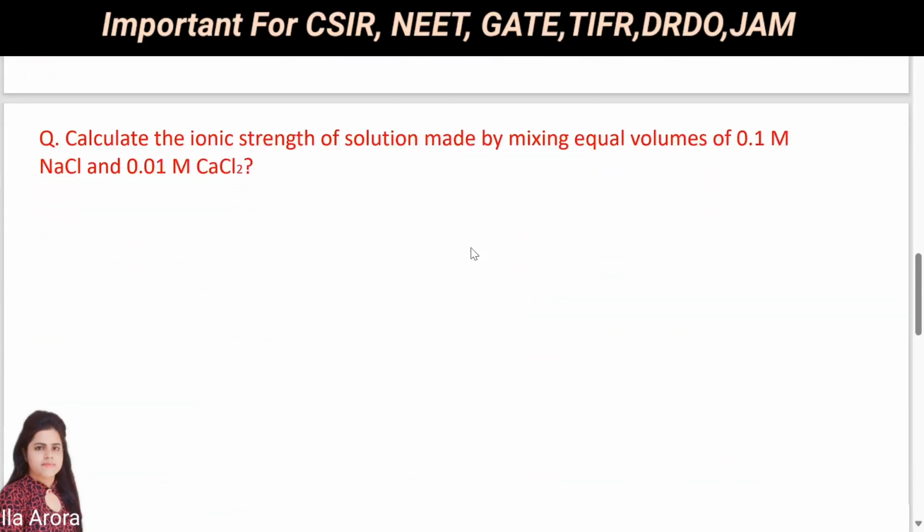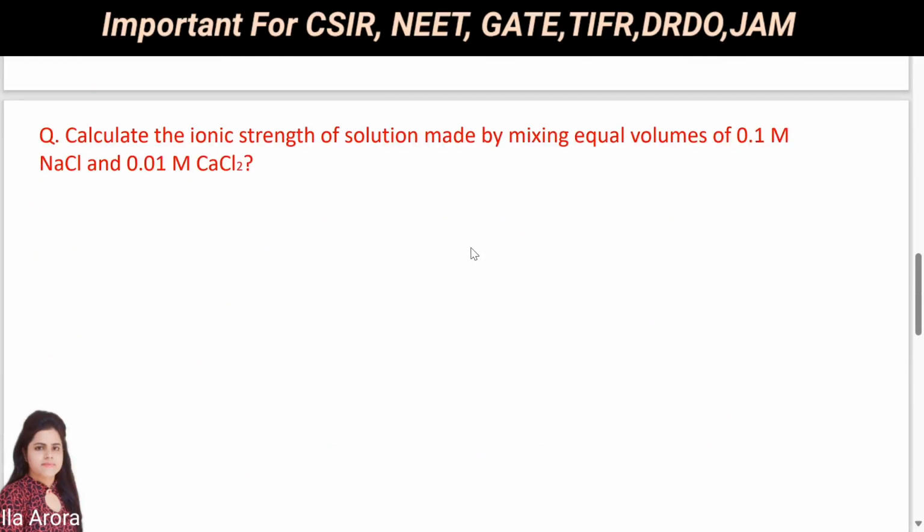And then we have a mixture. Calculate the ionic strength of solution made by mixing equal volumes of 0.1 m NaCl and 0.01 m CaCl2. So NaCl, when it is dissociated, you will get 1 Na+ plus 1 Cl-, right? So it is 0.1 m. So you will get 0.1 m Na+ and the same 0.1 m Cl-.